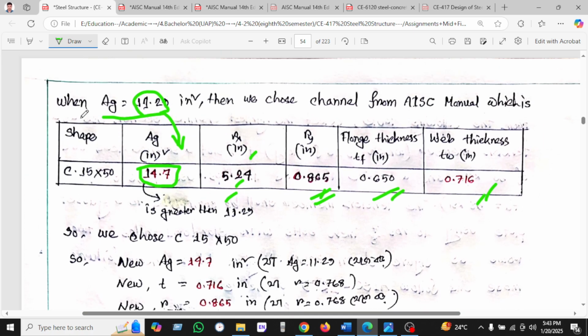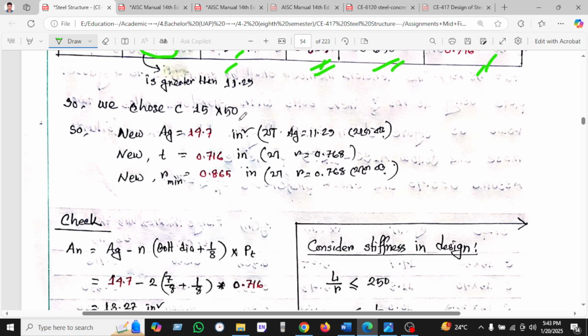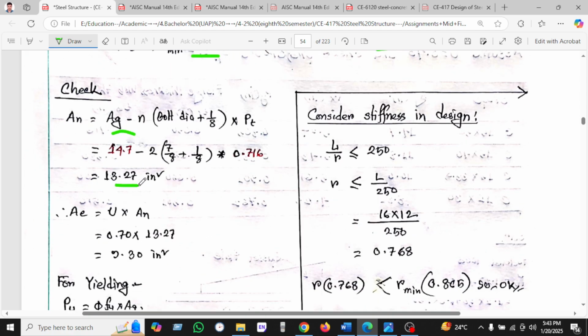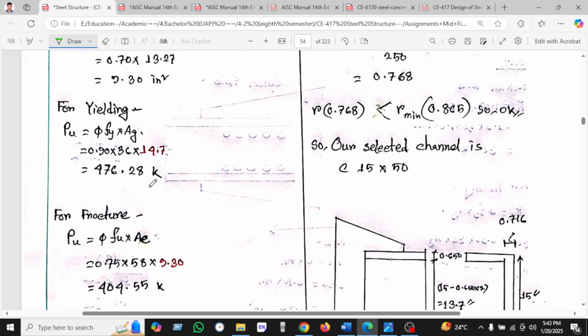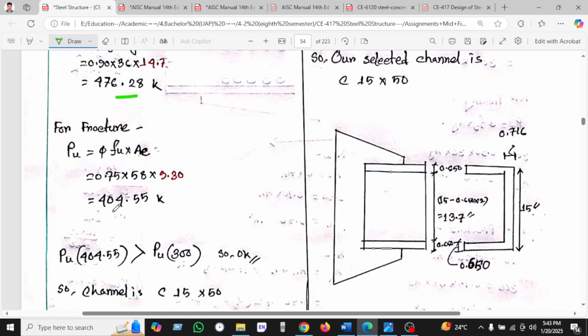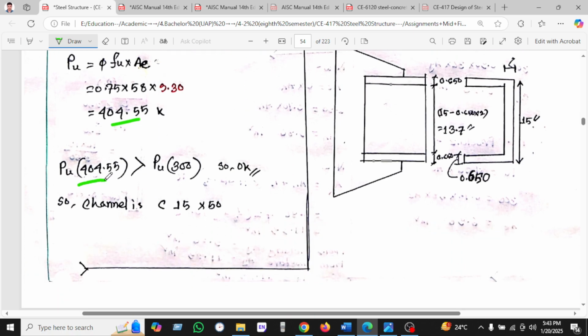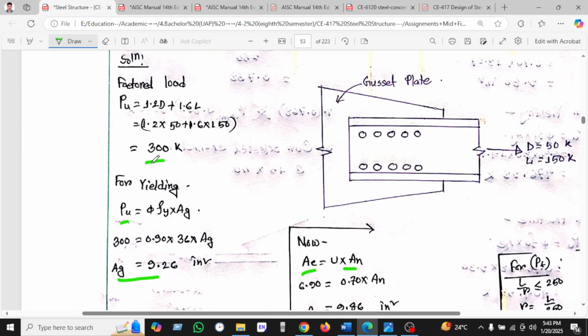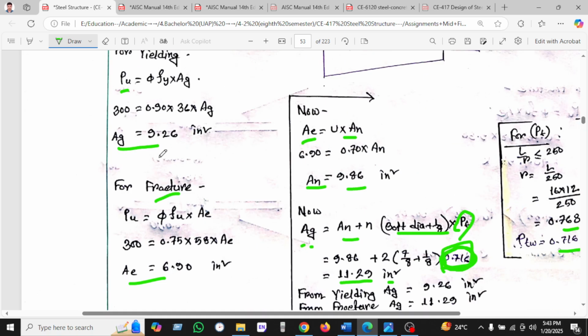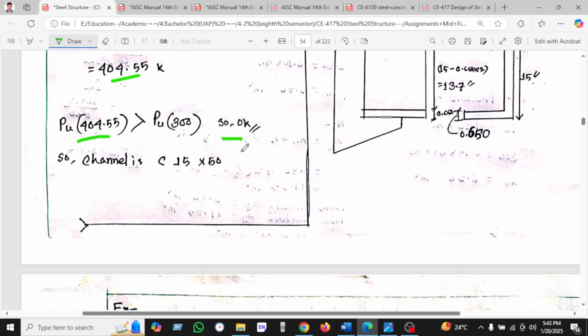So these are taken from the AISC manual. Now we choose 50 and Ae found and t found and r minimum found. These two values are found. Now putting these values in and for yielding we have found 461 and for fracture 444. So we have seen 444 is greater than 300. 300 is nothing but the factored load, 1.2 dead plus 1.6 live. So this we can say, okay.